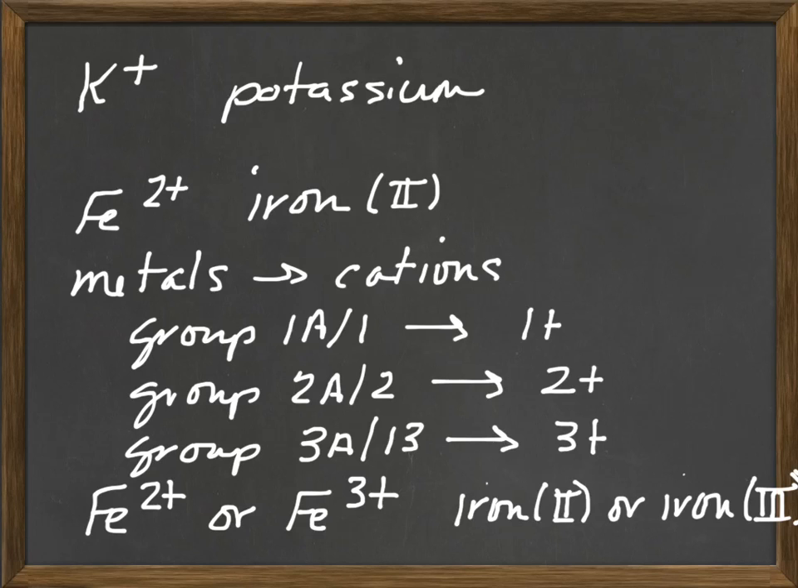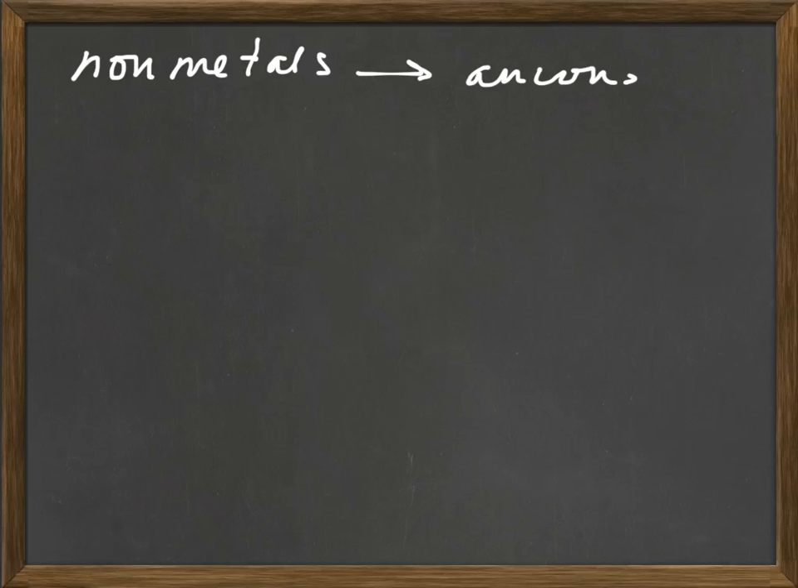So let's talk about the anions, the negative ions. The nonmetals form negative ions. Non-metal, negative, they both start with N. So the nonmetals form anions. And their charges are predictable from the periodic table.